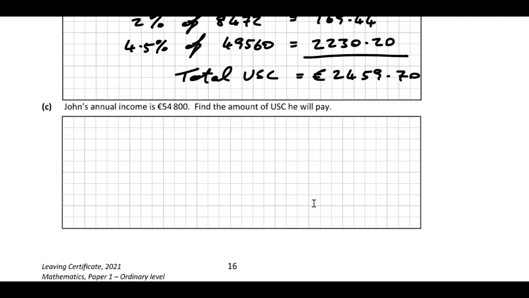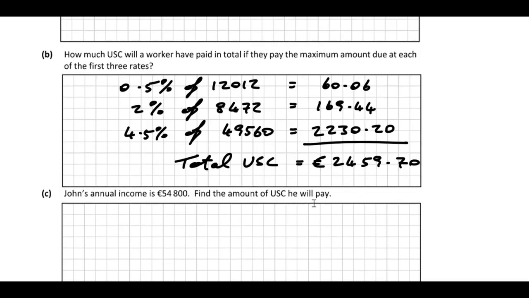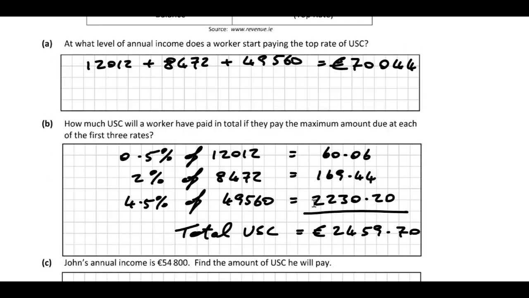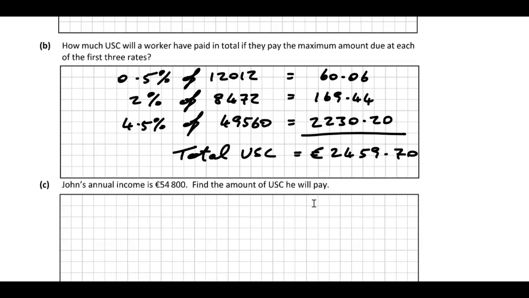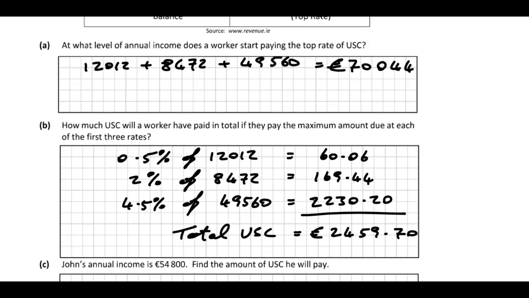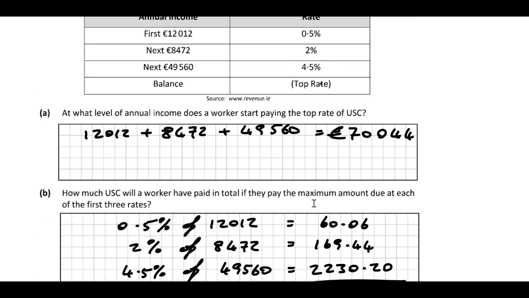Okay, so John's annual income is 54,800. Find the amount of USC he will pay. We see from part A here, it says at what level of income does a worker start paying the top rate? That's at 70,044. Now John is paying less than that. So he's earning 54,800, so he's not going to reach the top rate. He's only going to be paying these three here. So let's work that out.